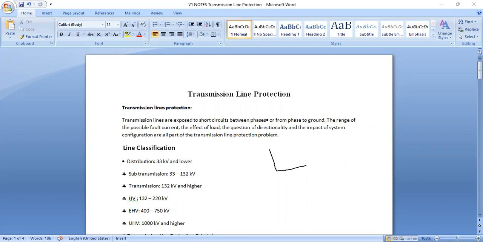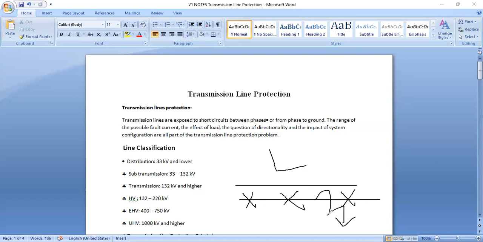Then in the event of a short circuit in any section, suppose this is the line and a short circuit occurs in the system. Suppose this is circuit breaker one, this is circuit breaker two, and this is circuit breaker three, and then the fault occurs in the system. Suppose this is the fault. In that condition, the circuit breaker closest to the fault should open. This is the A, this is the B, and this is the C circuit breaker, and the fault occurs in between the B and C points.